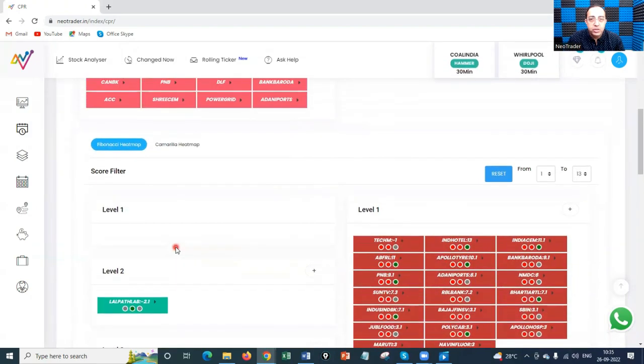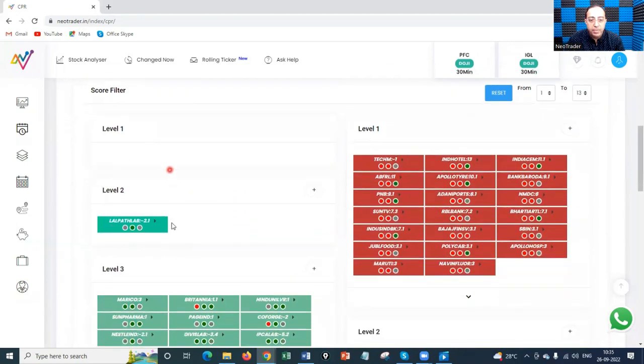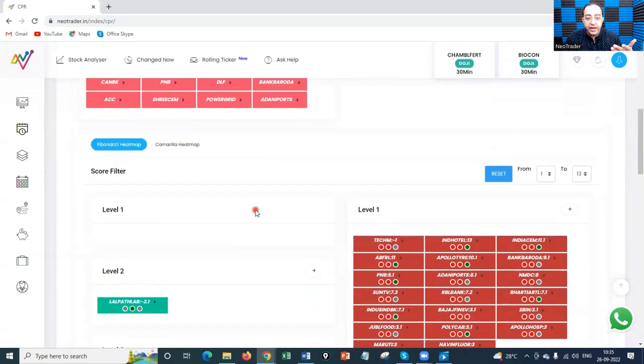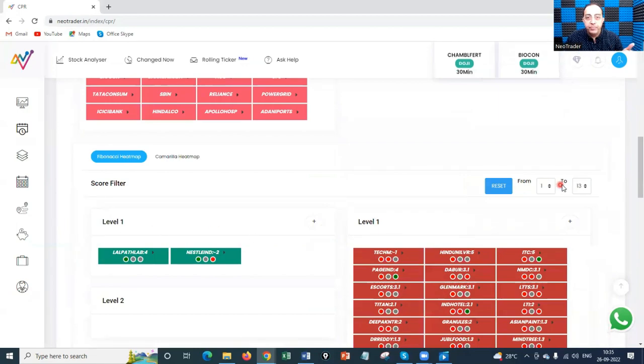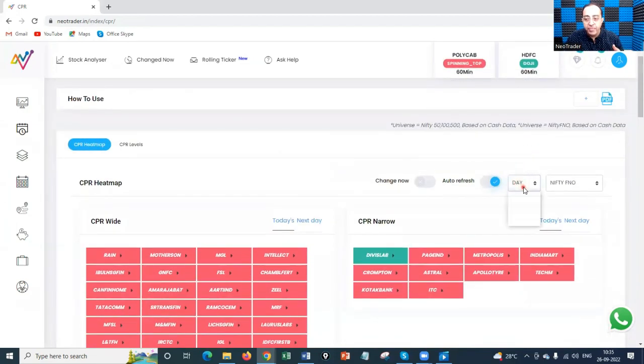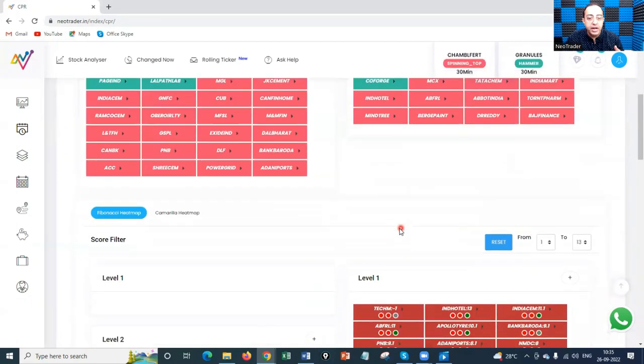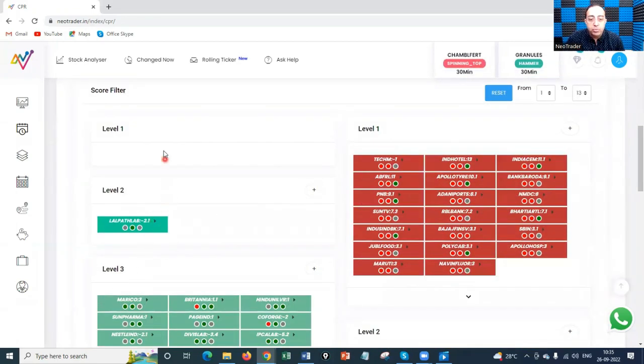For example, based on this weekly scenario, Lalpat Lab is in level 2. So probably as an intraday play, you can see here that it is in level 1. So there has been a movement on the lower time frame. Now there is high possibility of this particular counter to move up. So let's take a look at it and let's wait and see what really needs to happen. So you can see here that on the weekly CPR, it is showing some positivity. Daily, there is already some movement. So yes, there could be some trend emerging.